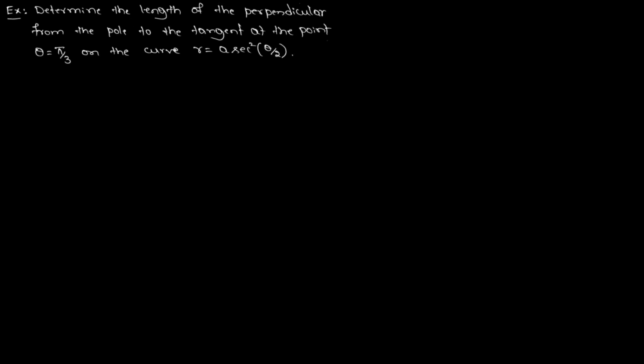Now let us take another example. Determine the length of the perpendicular from the pole to the tangent which is drawn at the point theta is equal to pi by 3 on the curve r is equal to a secant square theta by 2. Now let us see what we mean by the length of a perpendicular from the pole to the tangent.